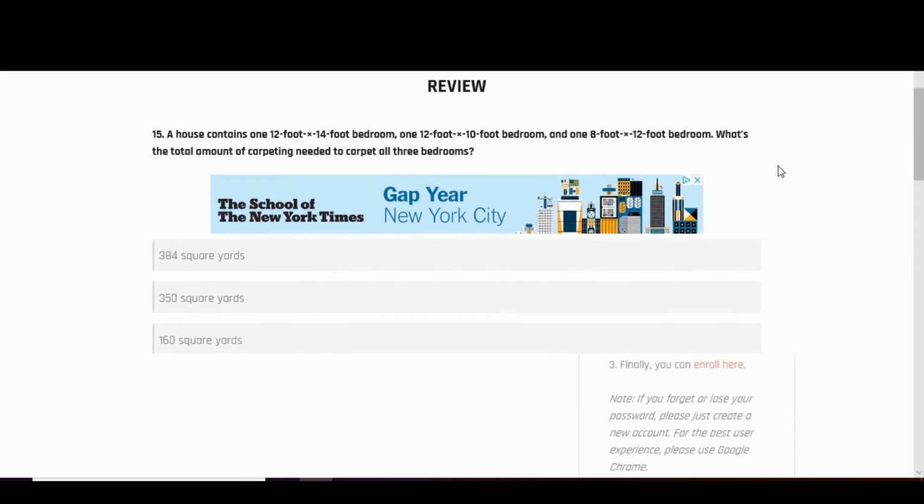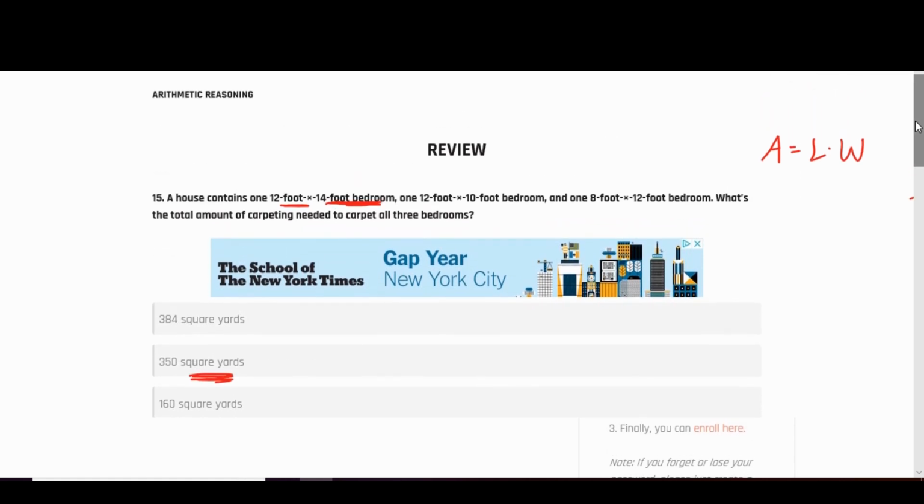All right, number 15 says a house contains one 12 by 14 foot room, one 12 by 10 foot room, and one 8 by 12 foot room. What's the total amount of carpeting needed to carpet all 3 rooms? Most rooms in homes are rectangular, so we know we're going to be using the formula for area equals length times width. That said, we have the rooms' lengths and widths in feet, but we're given an answer in yards. So at some point, we're going to have to make a conversion.